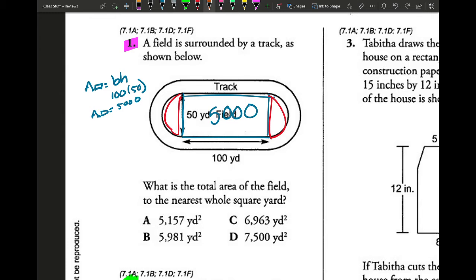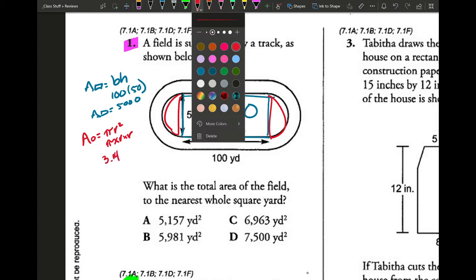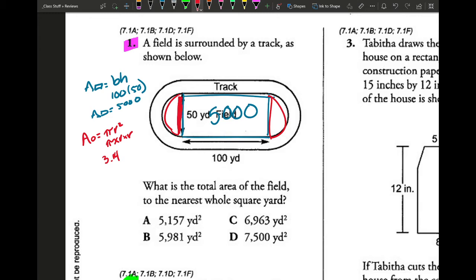Now I'm going to have to find the area for the circle. The area for the circle is pi r squared, or pi times radius squared. Correct? So pi is always the same, 3.14. Now if I look at this right here, this measure is how much? The measure for that is 50 yards. But is that my radius or diameter? Remember, if you have the circle, and this is 50, is that my radius or diameter? That's going to be the diameter.